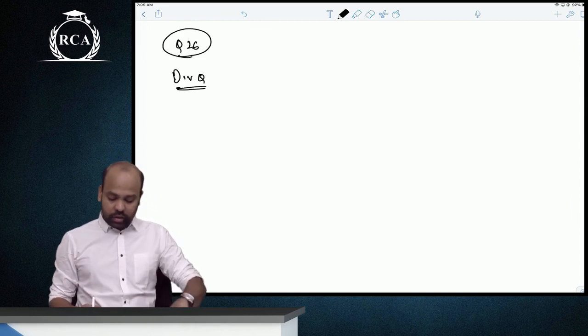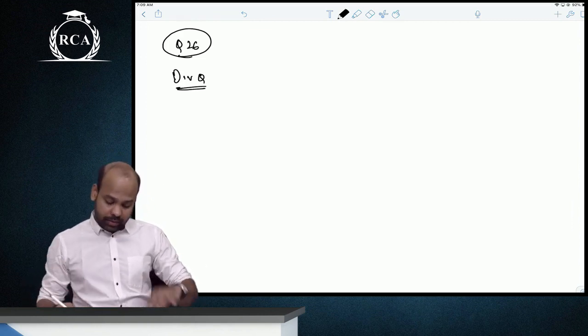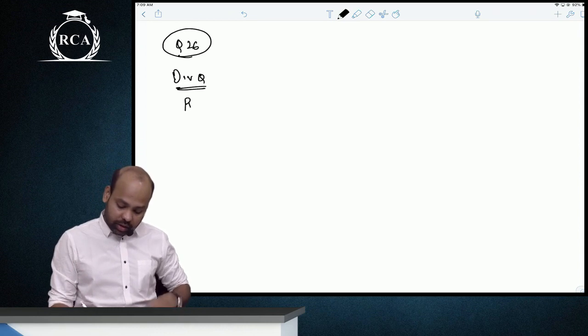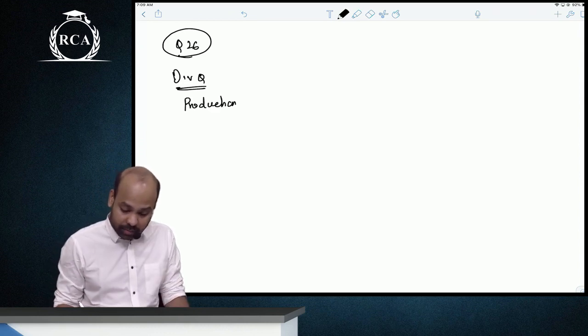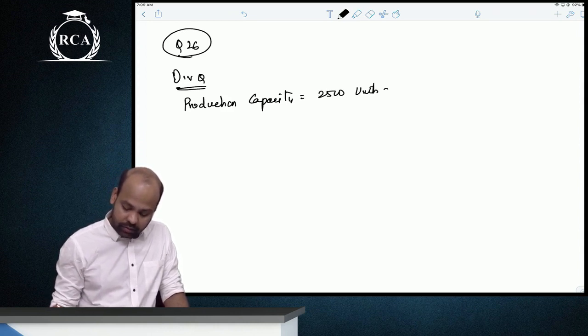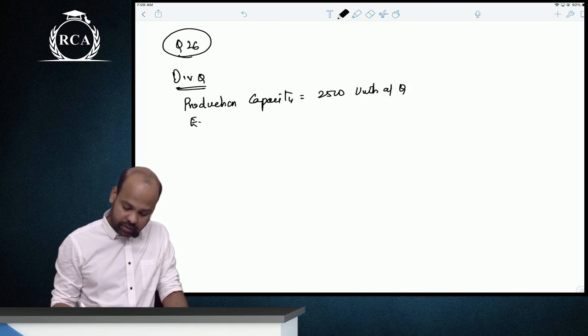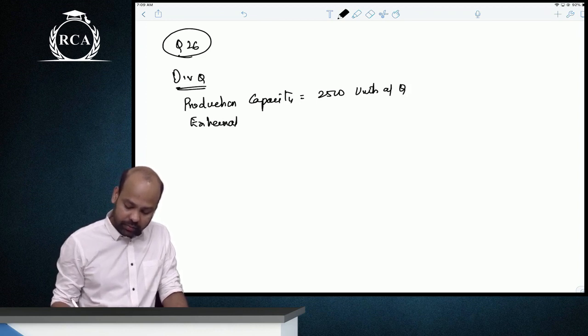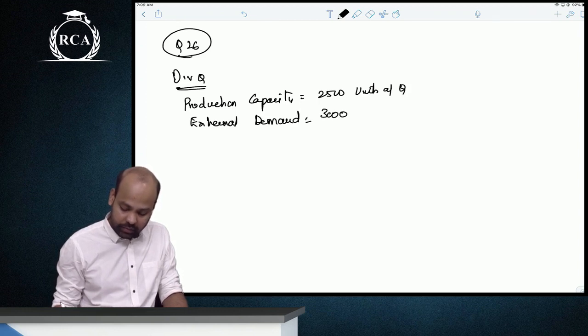Division Q. Please do not forget, what is their production capacity? Their production capacity is 2500 units of Q. External demand is 3000. Listen, external demand is 3000 units of Q.